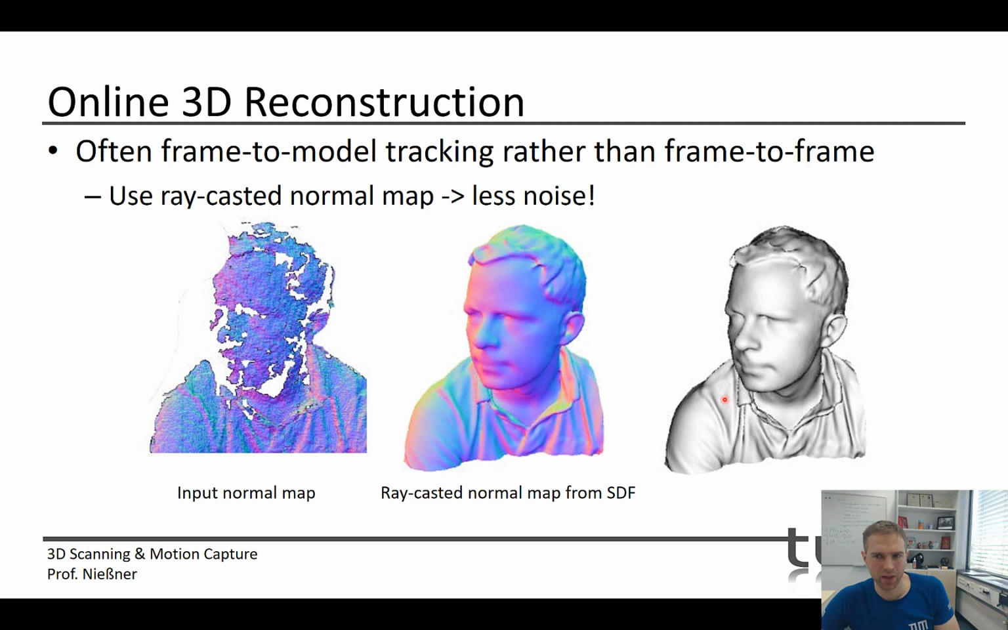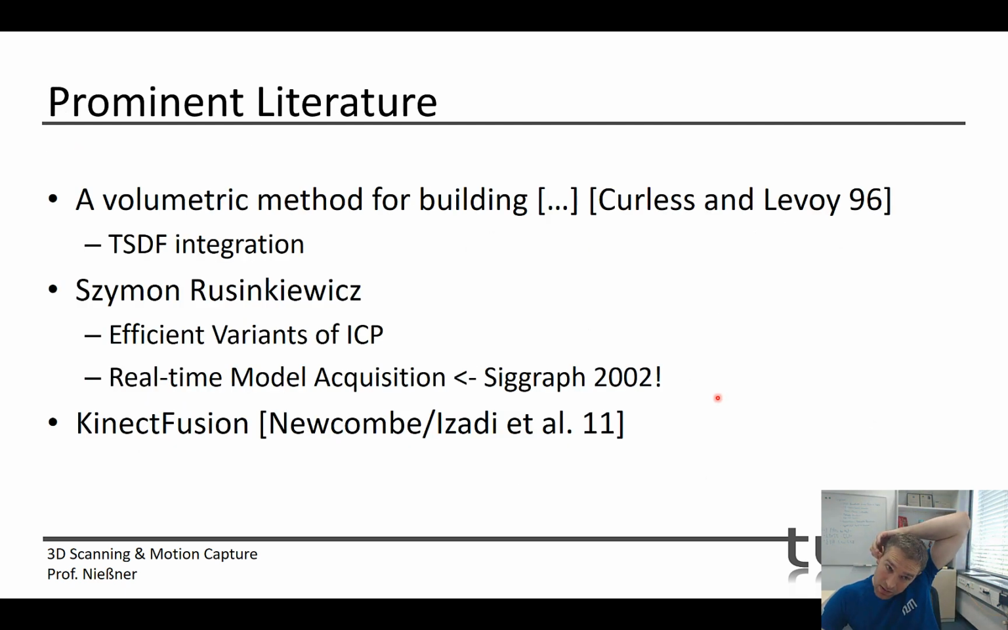Okay, and there's some prominent literature. I wanted you to have a look at this. Again, the Curless and Levoy one, we already talked about. This one from Szymon Rusinkiewicz is basically an efficient variant of ICP. That's pretty cool. He also had one of the first real-time frameworks there in 2002. And then there's a very popular method, which is KinectFusion by Richard Newcombe, Shahram Izadi et al. So these guys do this pipeline that I just mentioned to do this whole thing online. But let me show you a few videos here.